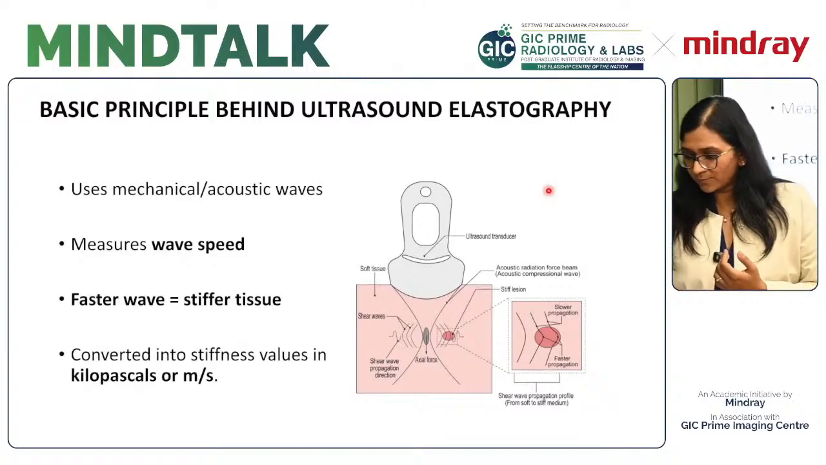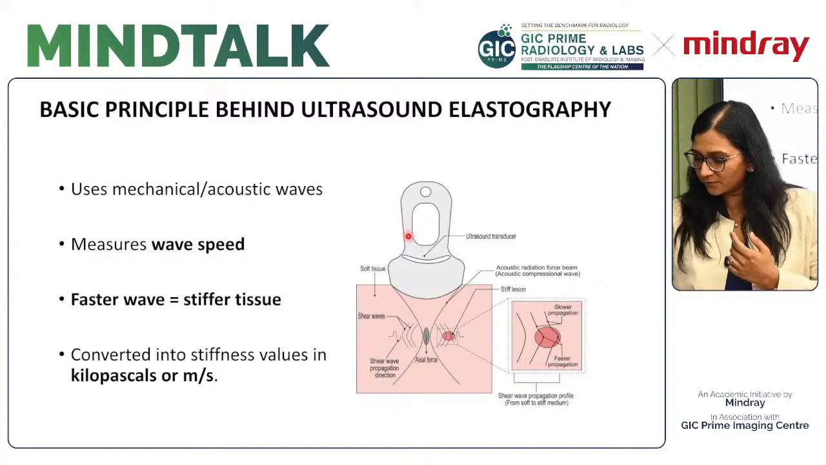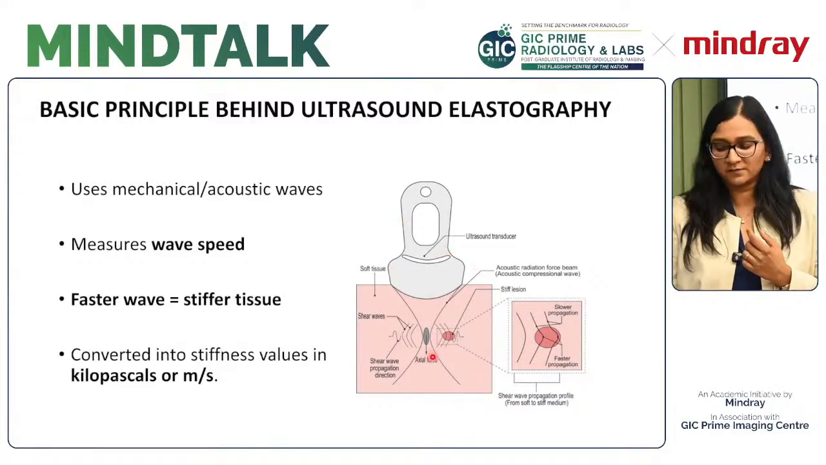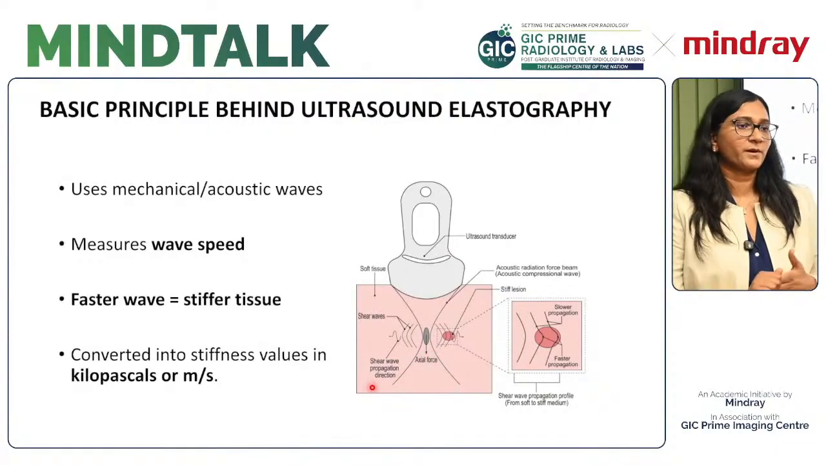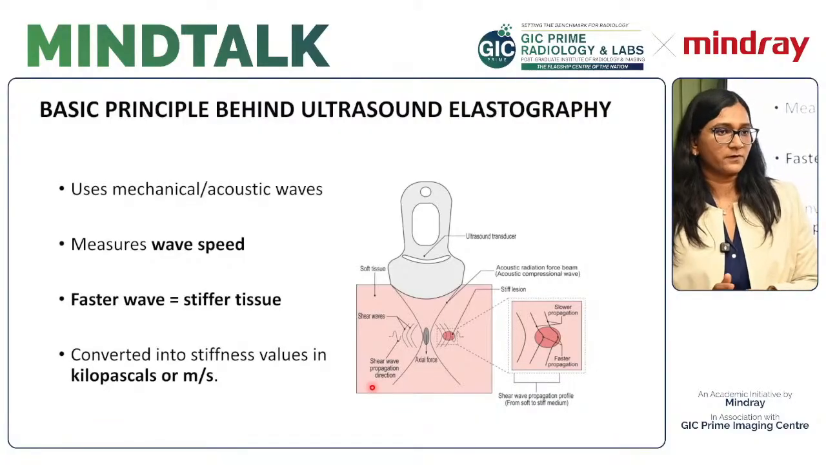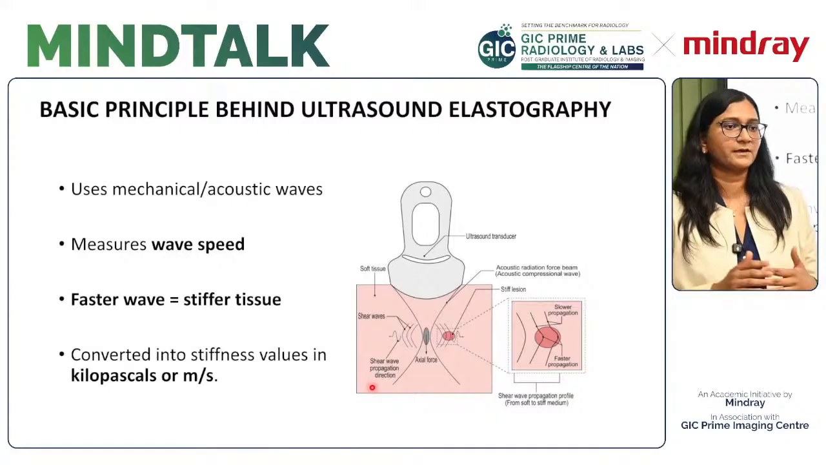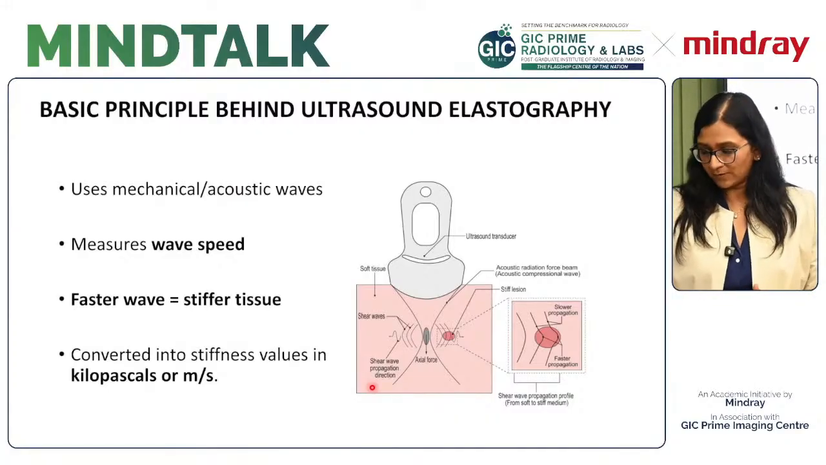Here I have shown the basic principle behind ultrasound elastography. As you can see, this is the ultrasound probe. Acoustic waves are transmitted into the tissue. This tissue in turn generates the shear wave. The velocity of this shear wave depends on how stiff the tissue is. If the tissue is stiffer, faster waves are generated. We calculate the velocity of these waves and convert it into a kilopascal value.